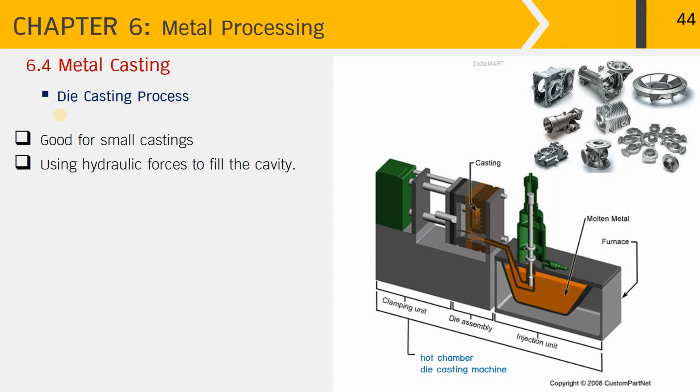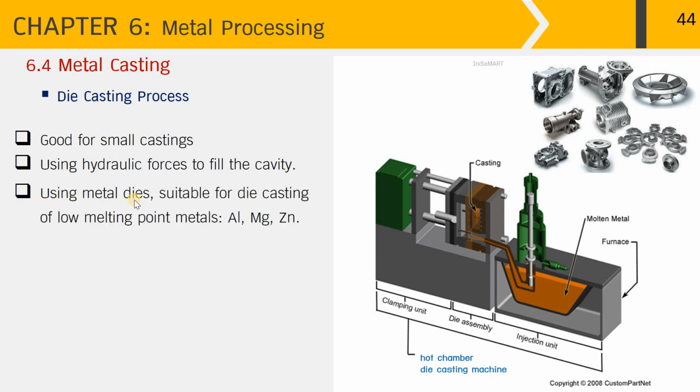The next metal casting process that I'll be talking about is the die casting process. The die casting process is good for small castings and using hydraulic forces to fill the cavity. And within the process, we use the metal dies instead of sand mold, and hence the name die casting. The metals that are suitable for die casting have low melting points such as aluminium, magnesium, and zinc. It is therefore economical for high production volume.